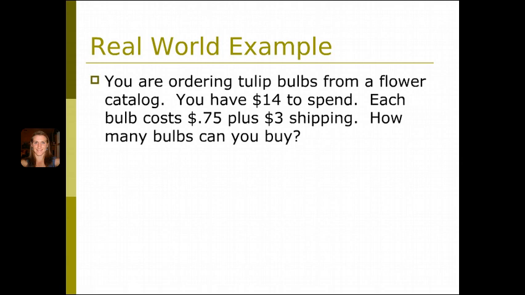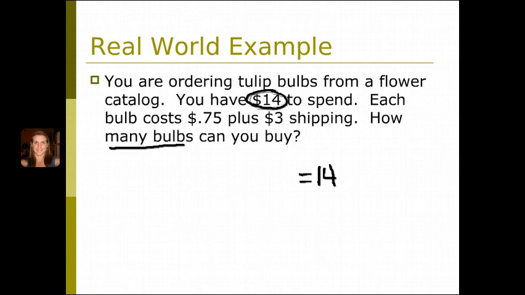Okay, so let's take some of the information. We know that we are going to have a limit of $14. We just cannot spend any more than $14 because we don't have any friends to borrow from. We don't have any additional income coming in here. It's telling us that we have a maximum of $14. Okay, so that's going to be on one side. And each bulb cost 75 cents plus $3 shipping. Well, it didn't tell us how many bulbs we're actually buying. That's what it's asking us to find, is how many bulbs.